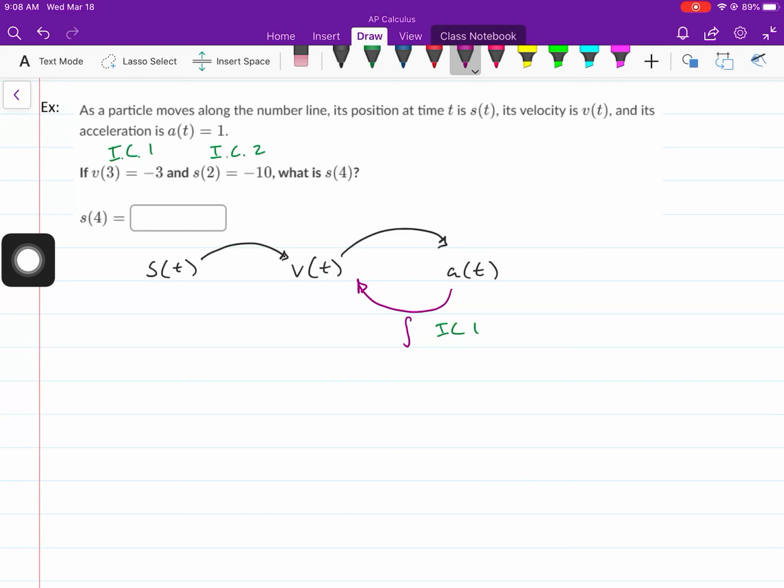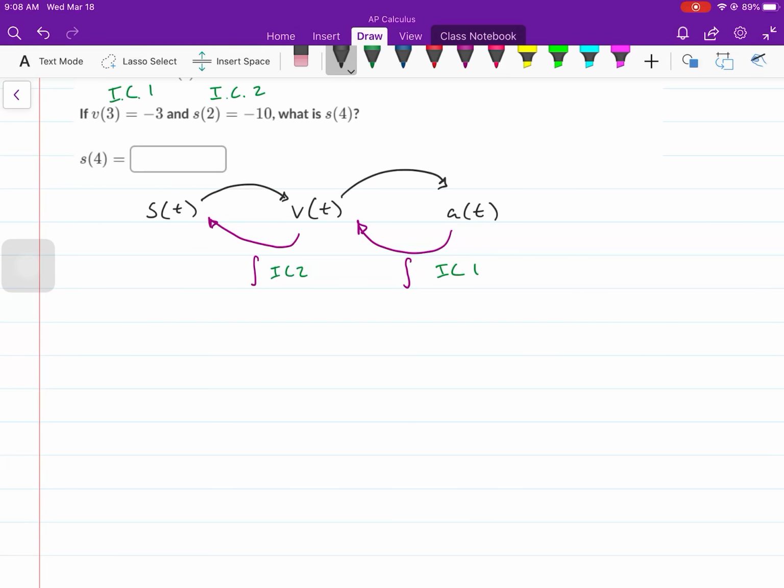And then initial condition 2 comes in right here because we're going to have to do the antiderivative again, because they want position in the end of all this. And they actually want position at 4. So there we would use our initial condition number 2. So let's go ahead and get into this.